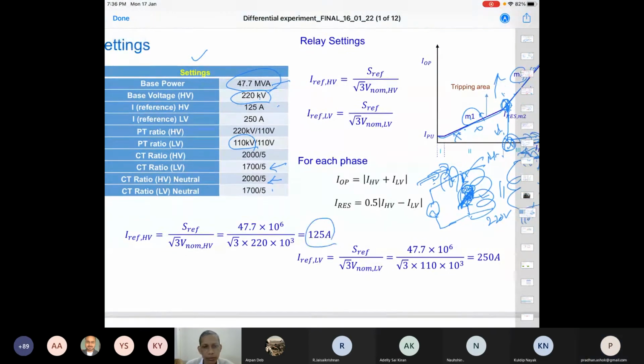And then the corresponding current ratings on the high voltage side and low voltage side are 125 and 250, because this is a transformer of 110 to 20 sides. So these are the corresponding ratings in terms of 47.7. And once we have this, we have I operating equal to this plus this, and I restraining equal to, we have taken K as 0.5, times I high voltage minus this. If this is plus, this will be minus.